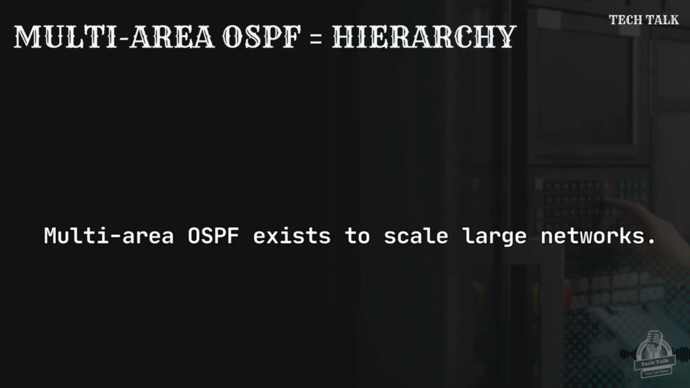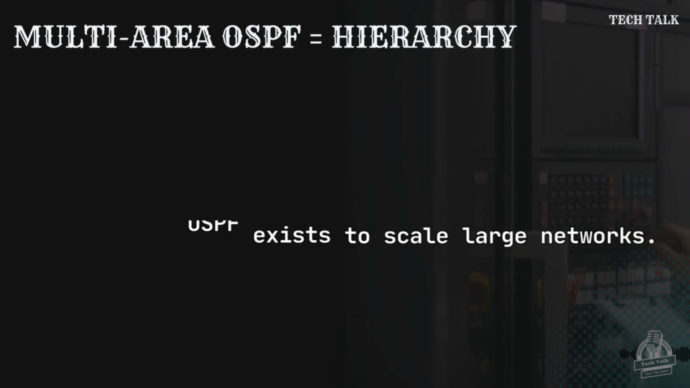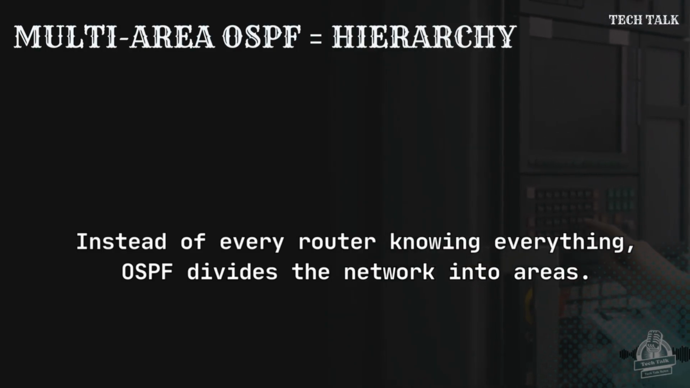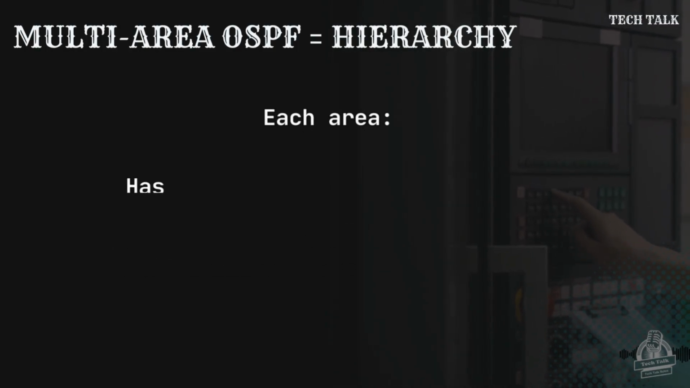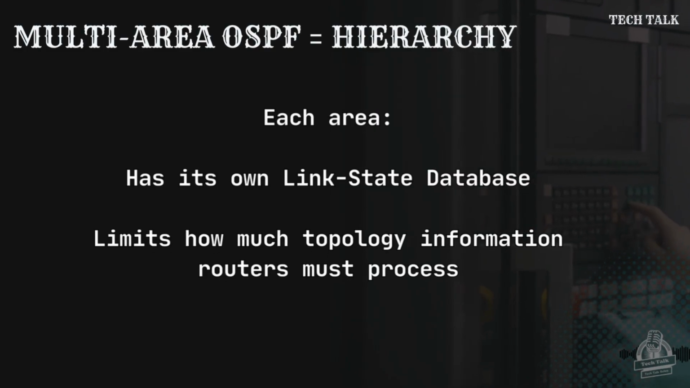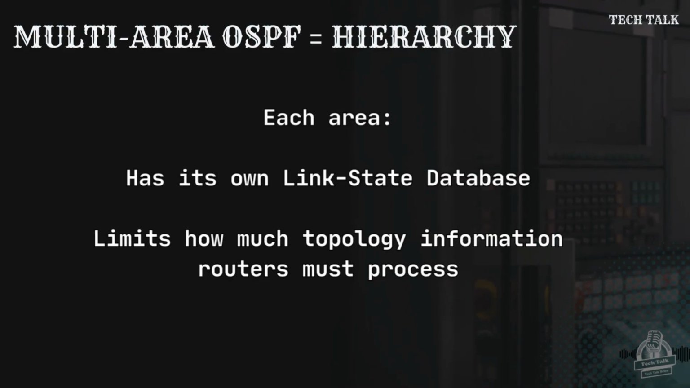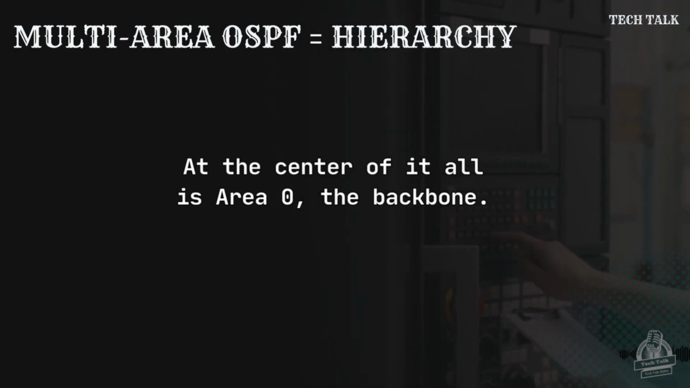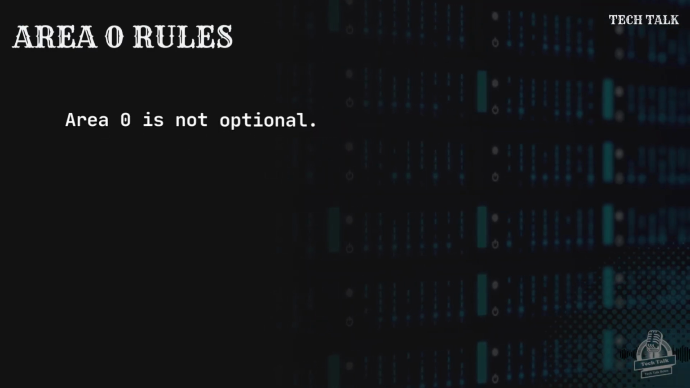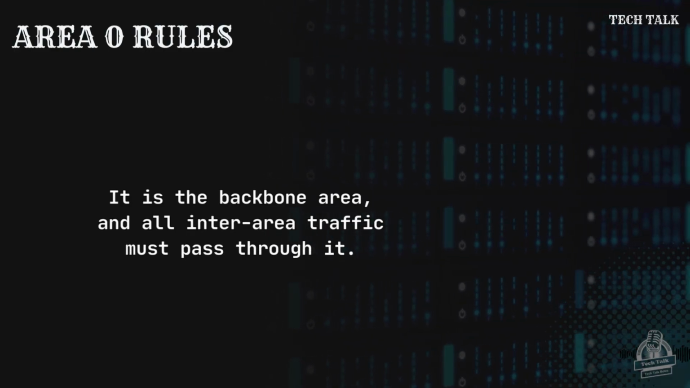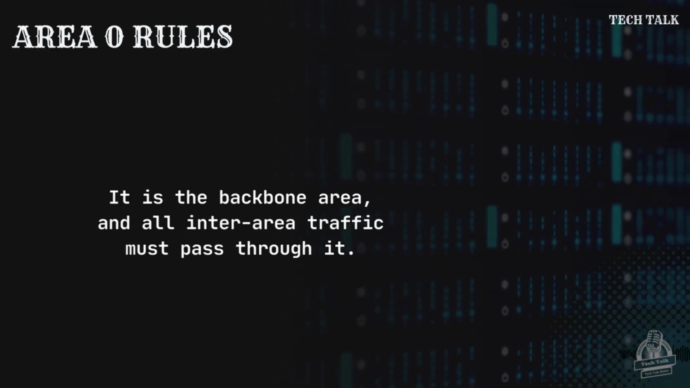Multi-area OSPF exists to scale large networks. Instead of every router knowing everything, OSPF divides the network into areas. Each area has its own link state database, and it limits how much topology information routers must process. At the center of it all is Area 0, the backbone. Area 0 is not optional. It is the backbone area, and all inter-area traffic must pass through it.